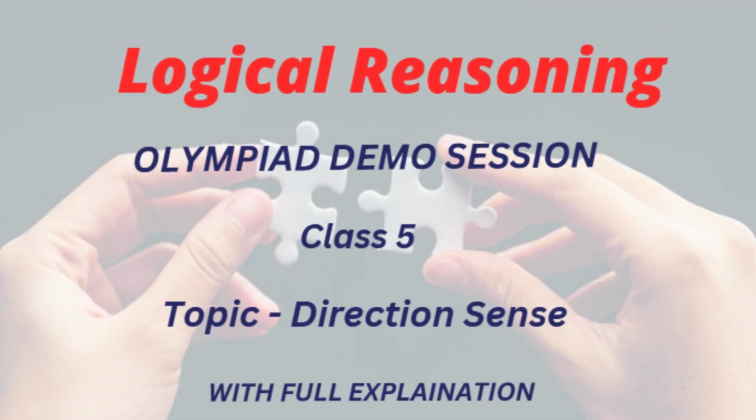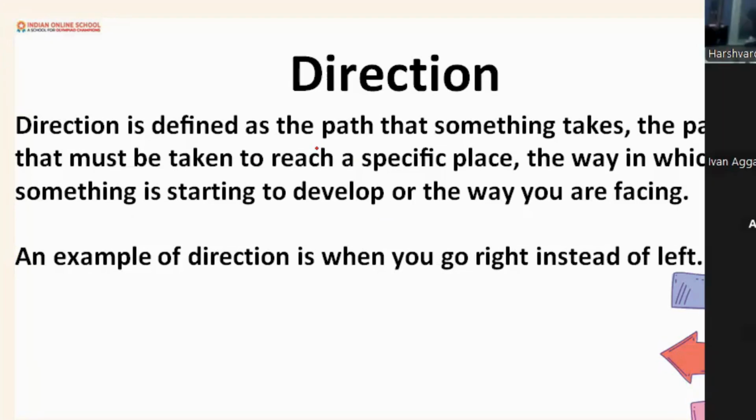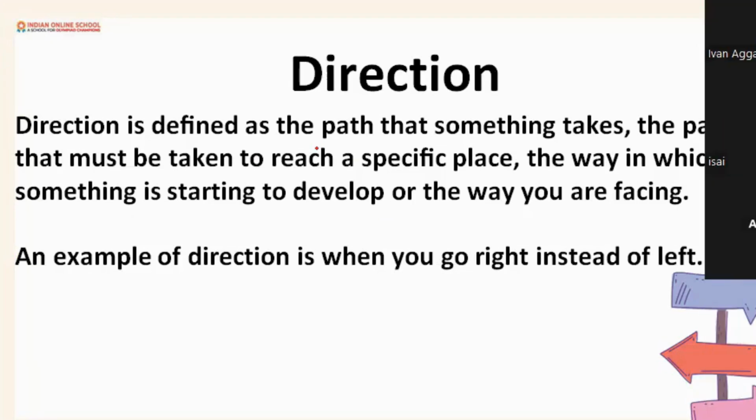So now, the first thing is, what is direction? Direction is basically just a path that something takes. When you are going somewhere and you are asking about the direction, like where we are supposed to go from this point. Somebody is telling you you need to go to your right, to your left, or straight, like that. So direction is a kind of a path that something takes.